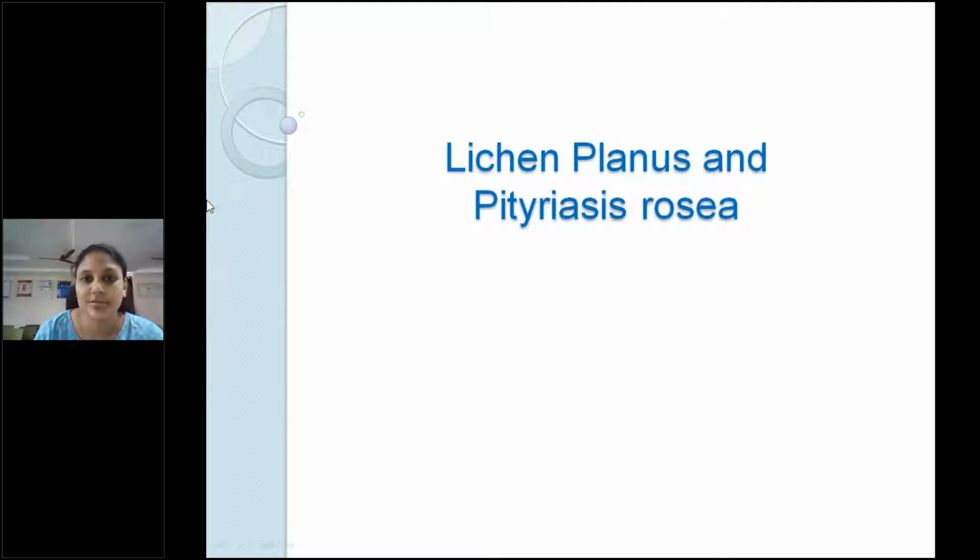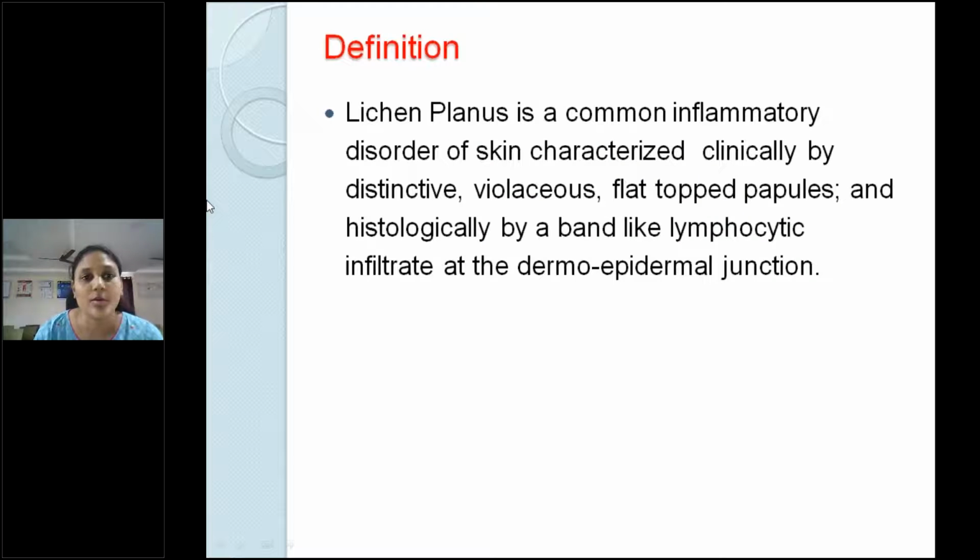So good afternoon. Today's class is lichen planus and psoriasis. Pityriasis rosea. And I hope all of you are doing well. So coming to lichen planus, it is a common inflammatory disorder of skin characterized by very, very characteristic lesions which are violaceous, flat, and very distinctive. And in histopathology, you will see a band-like infiltrate at the dermal junction.